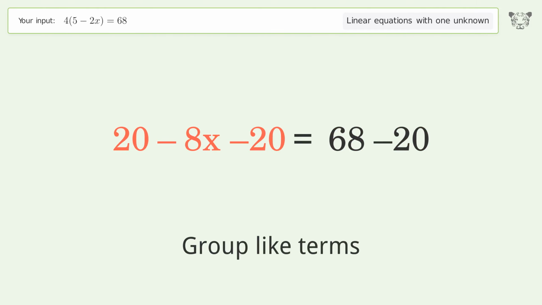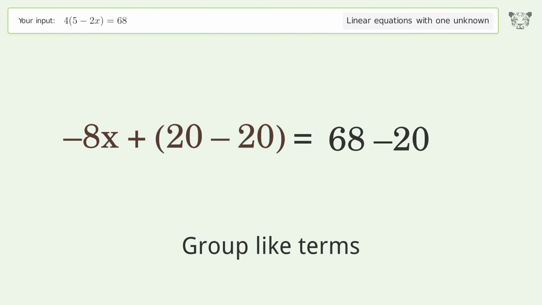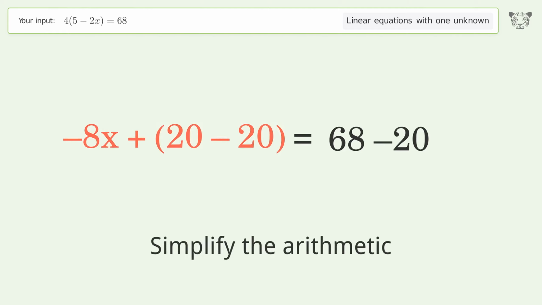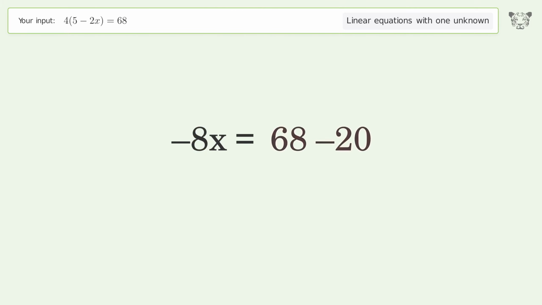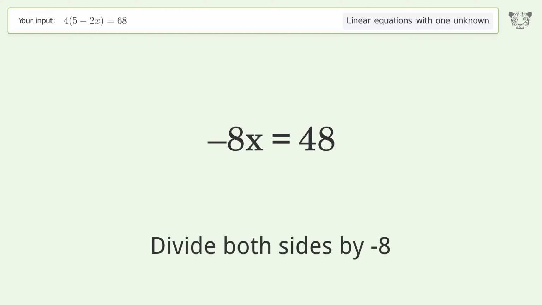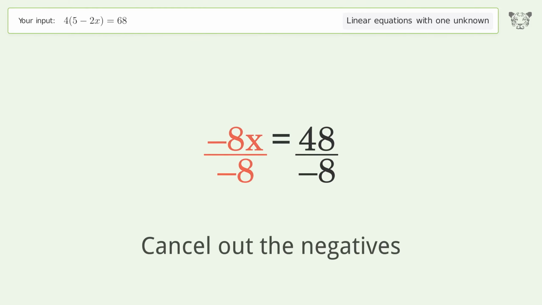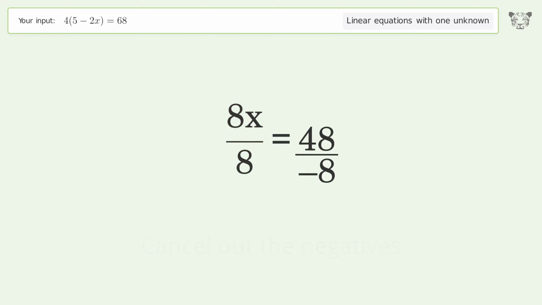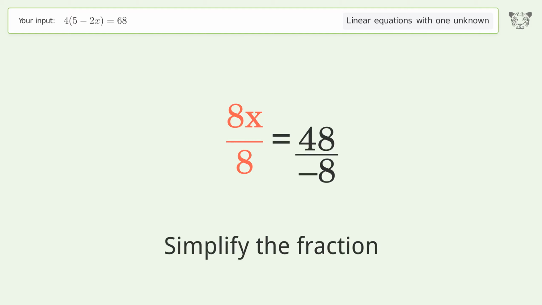Group like terms. Simplify the arithmetic. Isolate the x. Divide both sides by -8. Cancel out the negatives. Simplify the fraction.